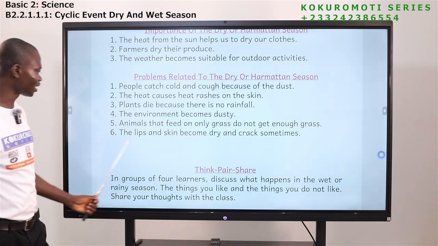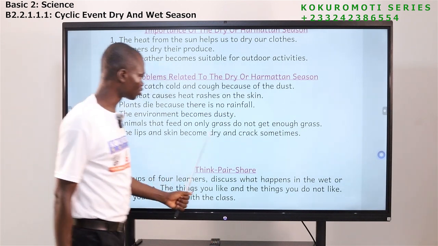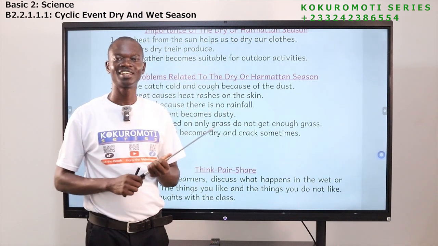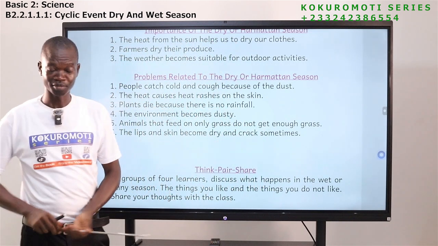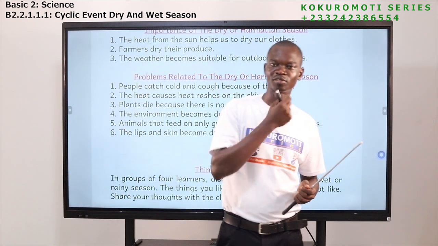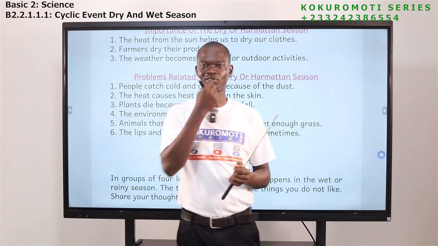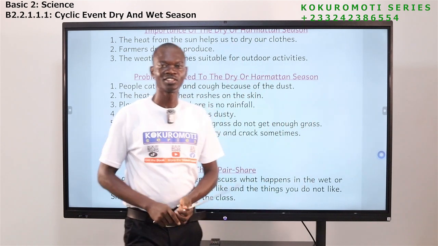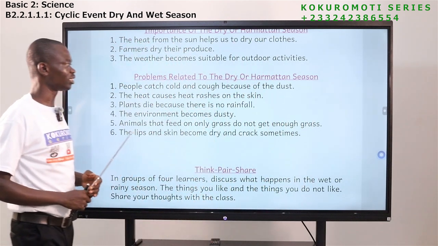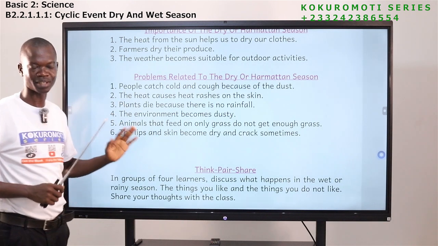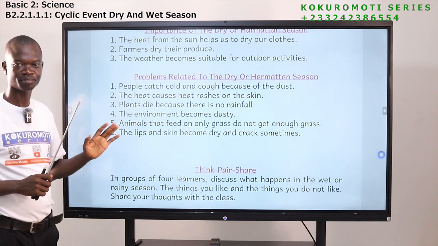The next one is that the lips and skin become dry and cracked sometimes. So your lips and your skin, because of the weather, if you are not careful, you experience cracks, and then your skin too. So these are some of the challenges or the problems that are related to what? Harmattan or dry season.